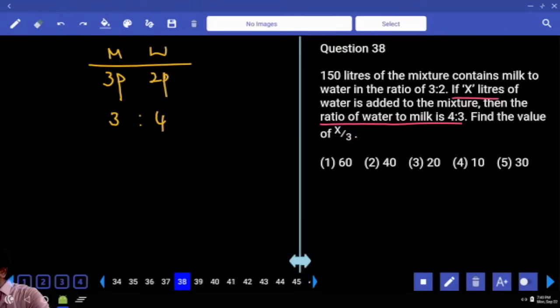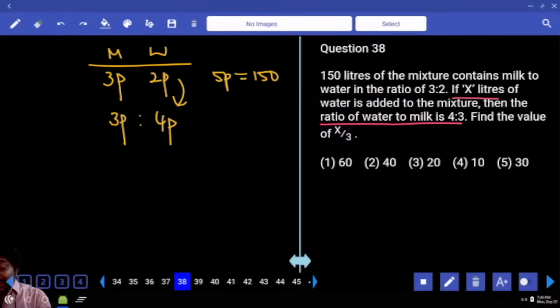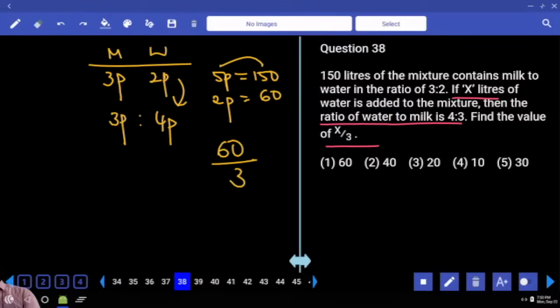So we know that milk should be same. In terms of number of parts, milk is constant only, fine. Water increased by how many parts? 2 parts. Initial total quantity in terms of parts is 5 parts. 5 parts is equal to 150. How many parts of water is added? 2 parts. 5 into 30 is 150, 2 into 30 is 60. Question is about X by 3. Answer is 60 by 3. 20 is final answer.